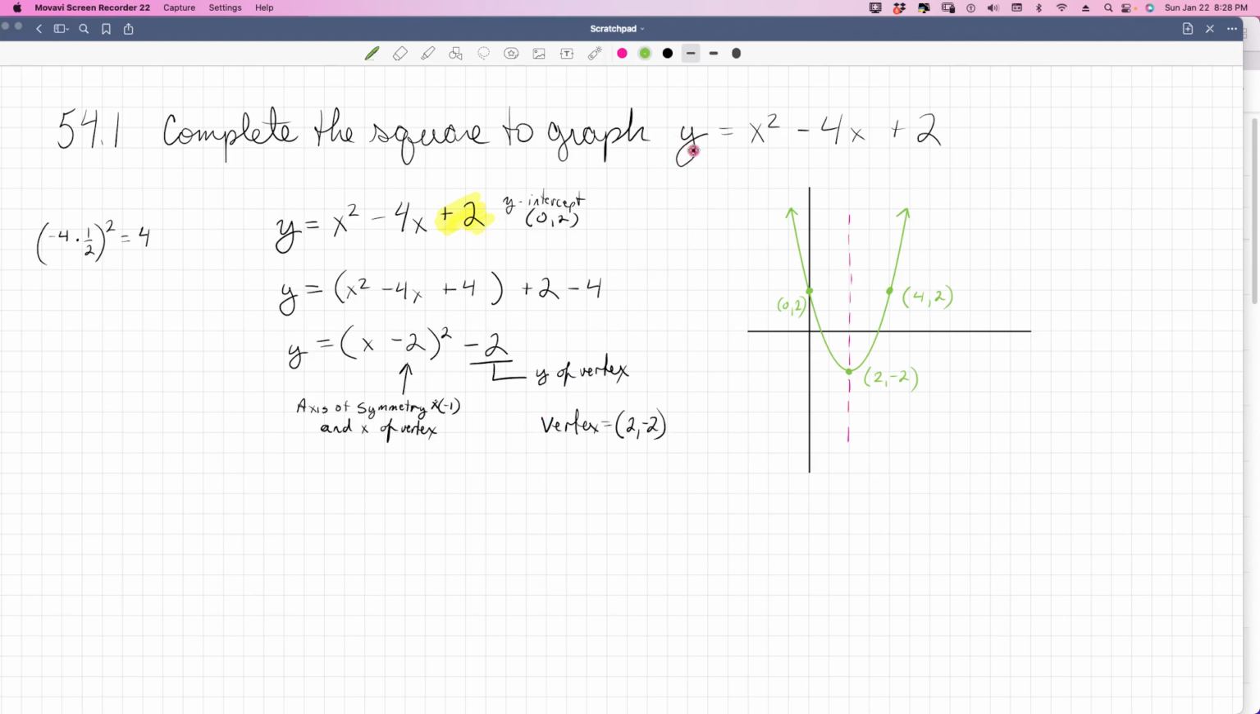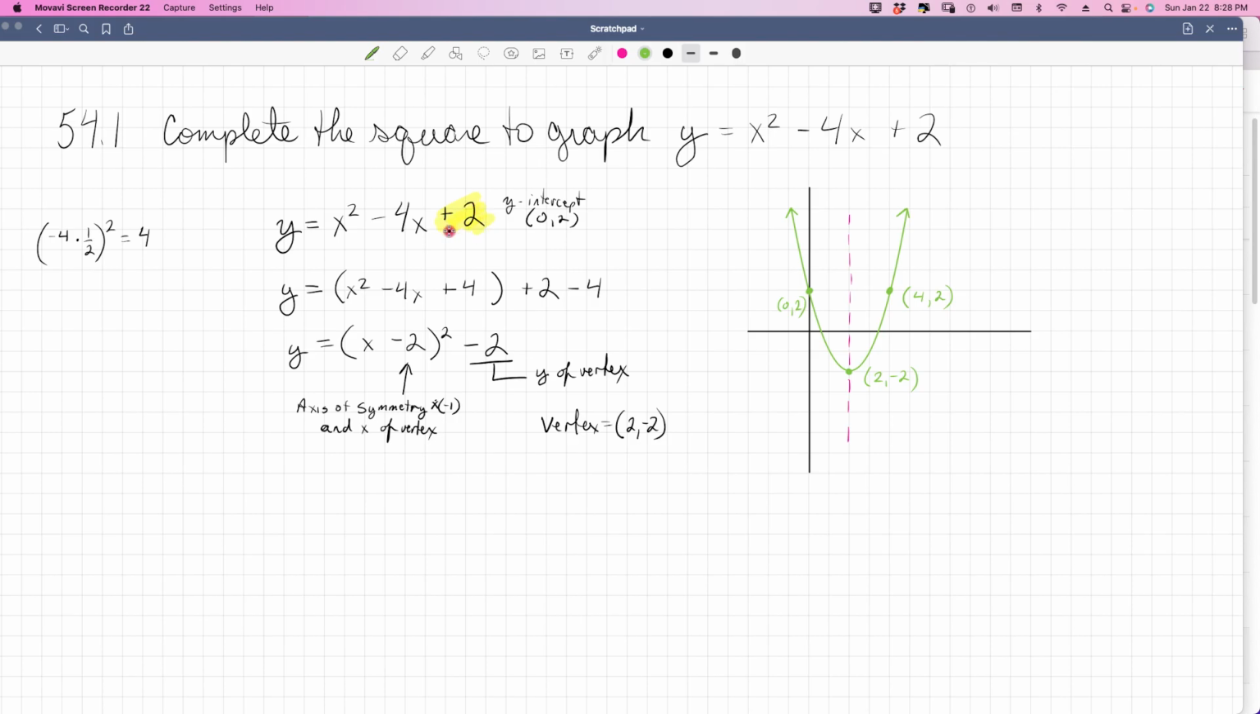So, remember, it is a second degree trinomial that we have set equal to y. This is our function. And it is a function, as long as it's pointing up or down, it is a function. So this is our problem. Y is equal to x squared minus 4x plus 2.